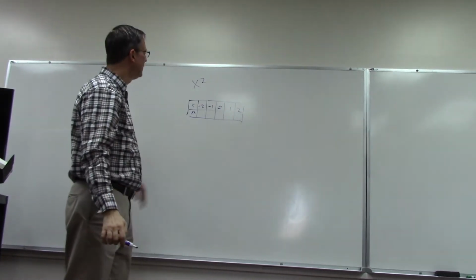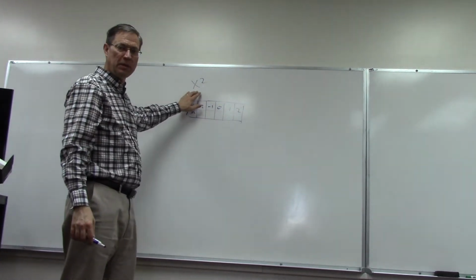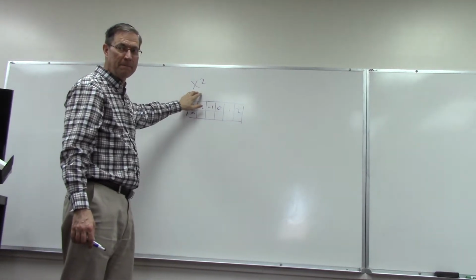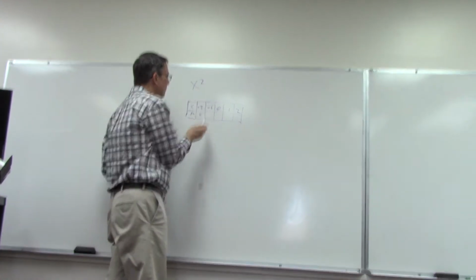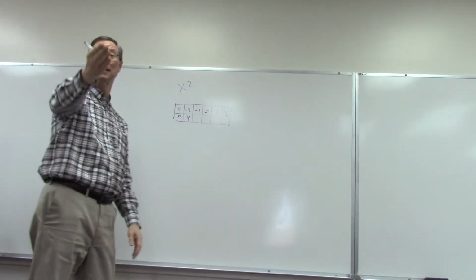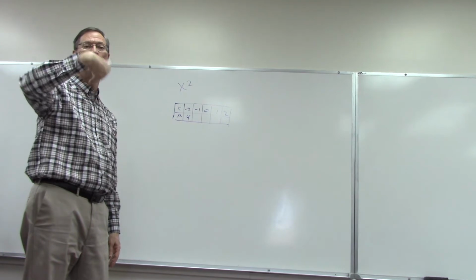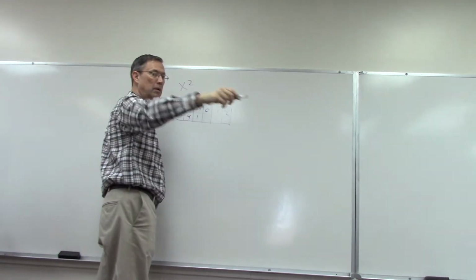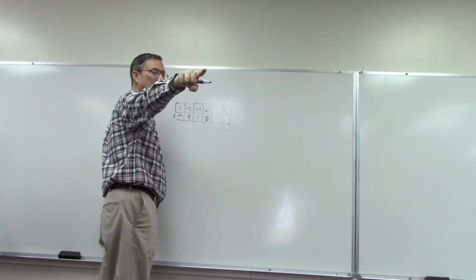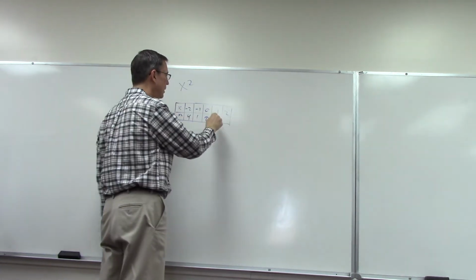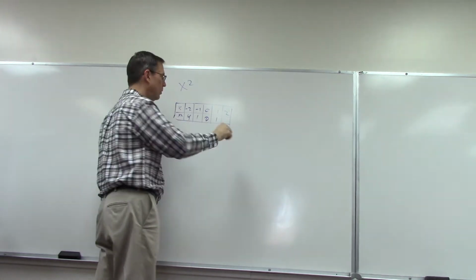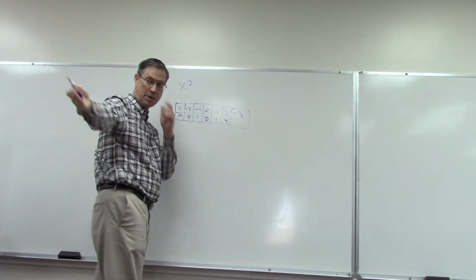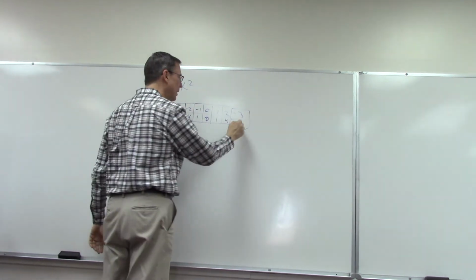If I plug in -2 for x, Stephen, what do I get? No, don't use your calculator. Positive or negative? Positive. Are you positive? Yes. Good. Plug in -1. Square it. Be 1. Positive 1. 0? 0. 1 is 1. 2 is 4. Stephen, -3? Be 9. Okay, good.